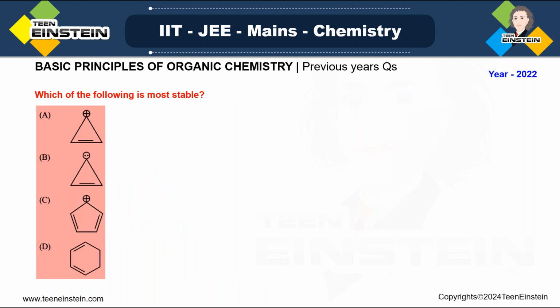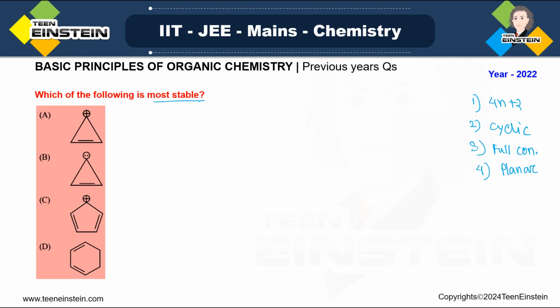Which of the following is most stable? So here also we have to consider the aromaticity factor. For the first one, if I simply write all the conditions for aromaticity: the 4n plus 2 rule, it should be cyclic, it should have full conjugation, and it should be planar. All the conditions must be fulfilled.